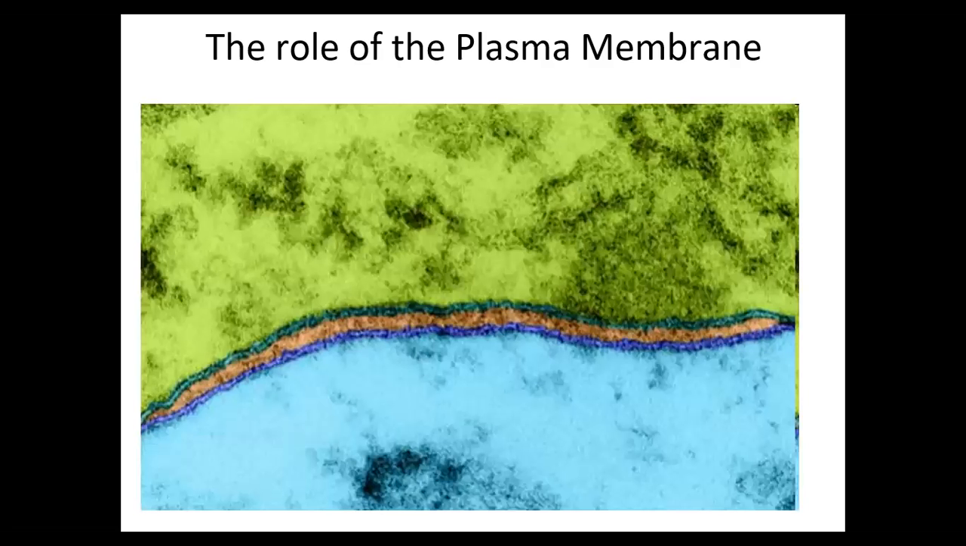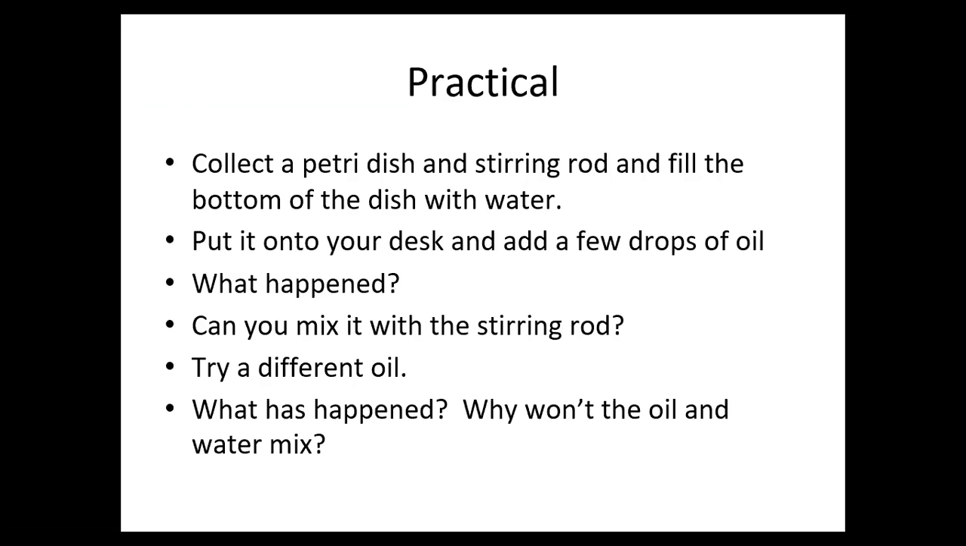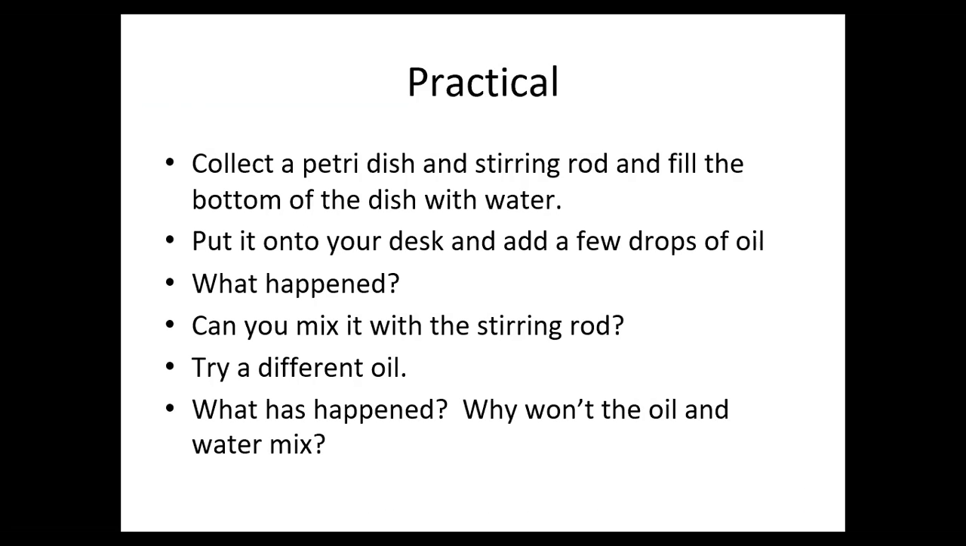So here is that image of the plasma membrane again that we had at the beginning. Now it is 7 nanometers diameter. We're not doing a practical, but I'm going to talk through the practical really quickly with you, because it's something you can quite easily do at home. You can get a Petri dish, or a glass, anything you can see through, and a spoon, and you put water in it, and then you put some oil in, and you look at what happens. It's that idea of the separation, that the two won't mix together.